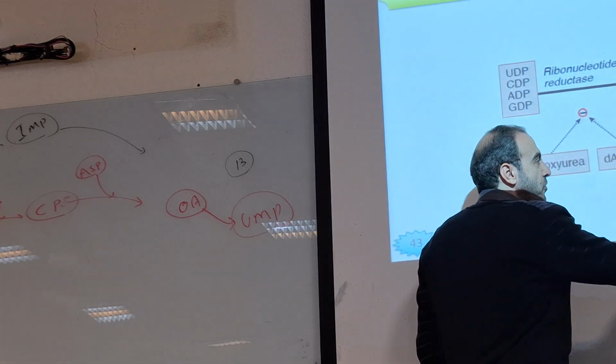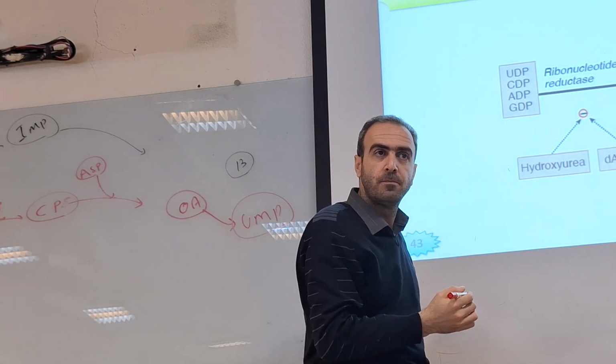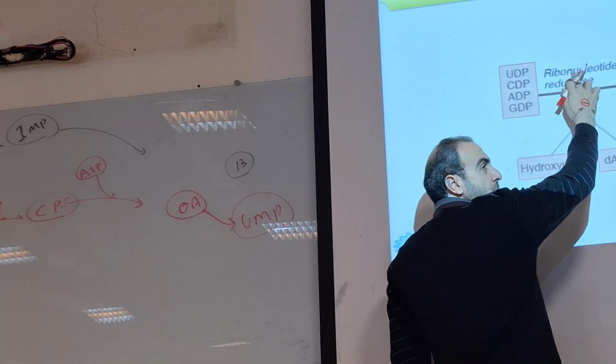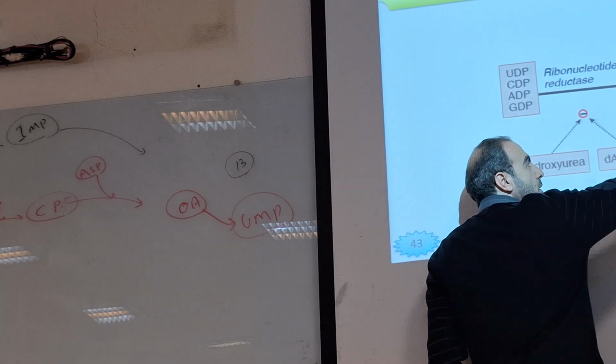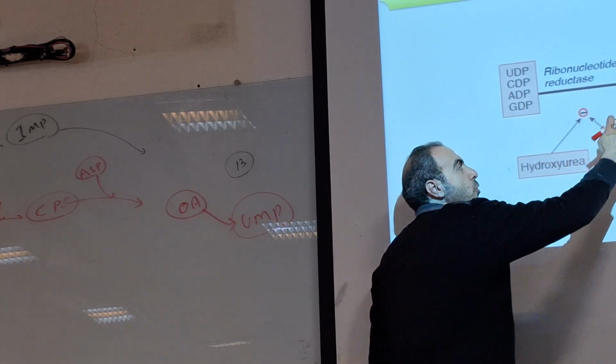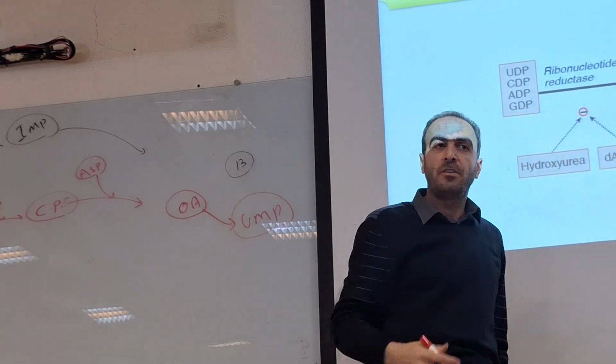If we have an increase in these two molecules, what happens? They inhibit this enzyme. When they inhibit this enzyme, we don't have dNDPs, and we don't have dTMP. When we don't have this, we don't have DNA. When we don't have DNA, what happens?